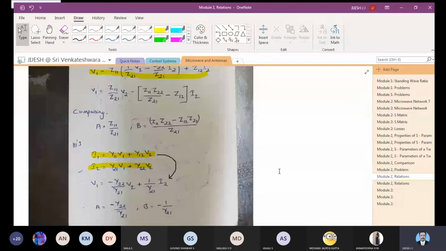After that, similarly, you have to find C and D as well. So let us see what C and D are in terms of Y parameters. Have you completed this?